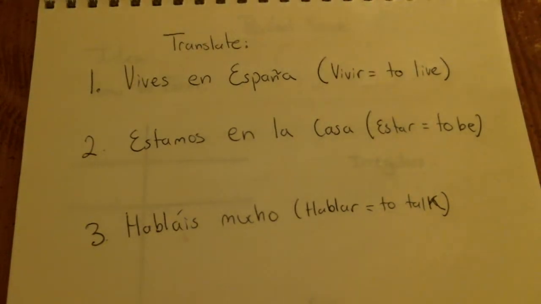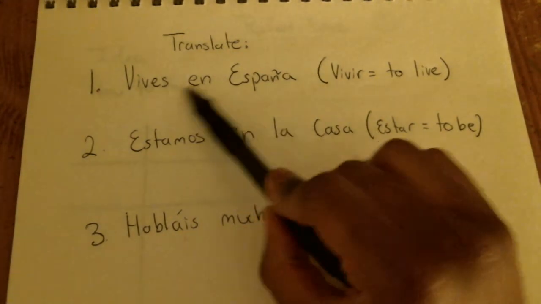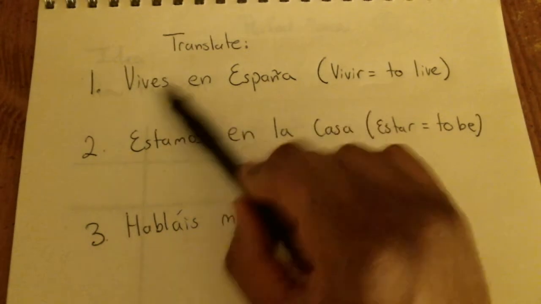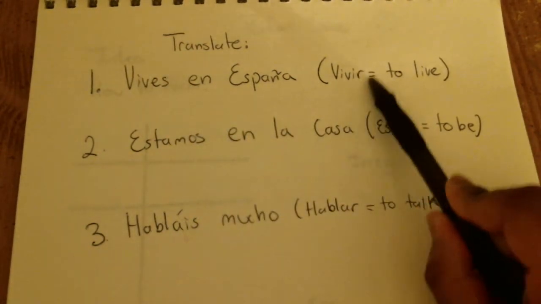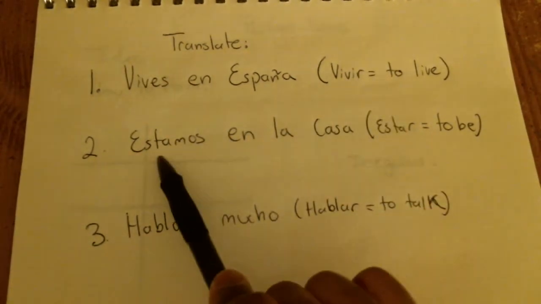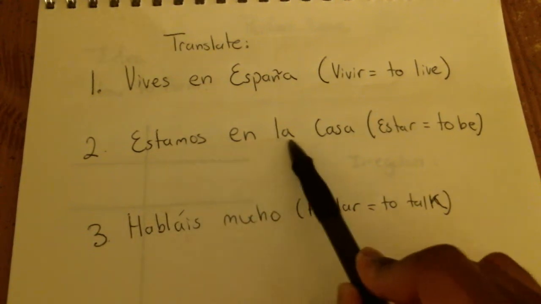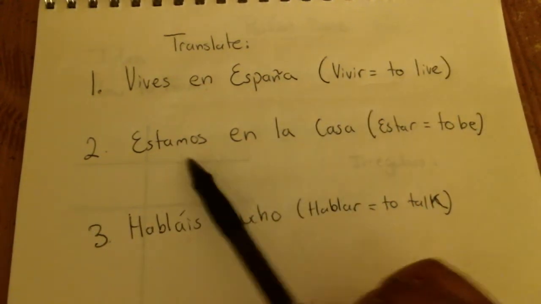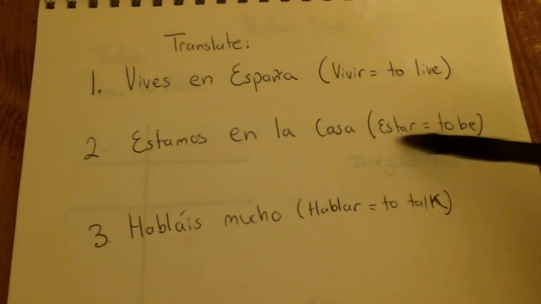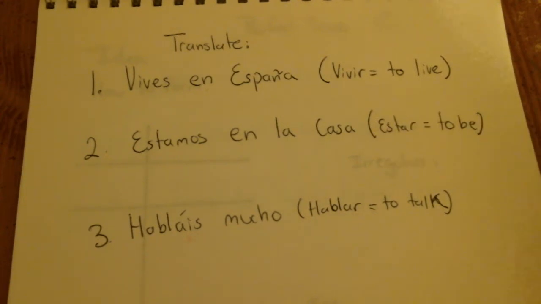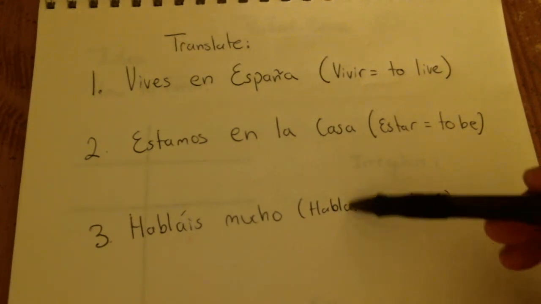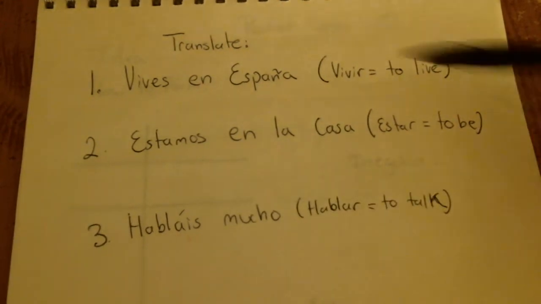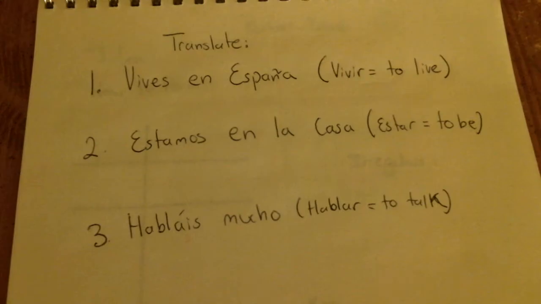This is a little exercise that I want you beginners to try. I want you to translate each of these sentences. Vives en España. The vives right here comes from the verb vivir, meaning to live. Number 2, estamos en la casa, and estamos comes from the verb estar, meaning to be. And finally, habláis mucho. Habláis, of course, comes from hablar, meaning to talk. I'm giving you where the roots are coming from to make it easier.